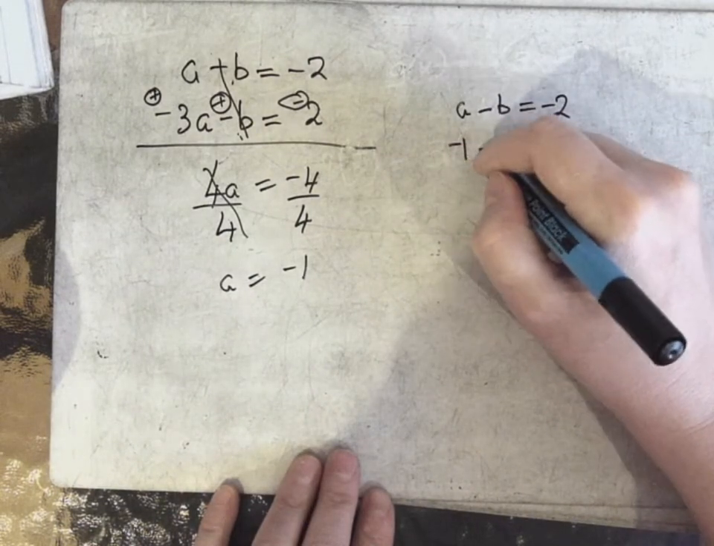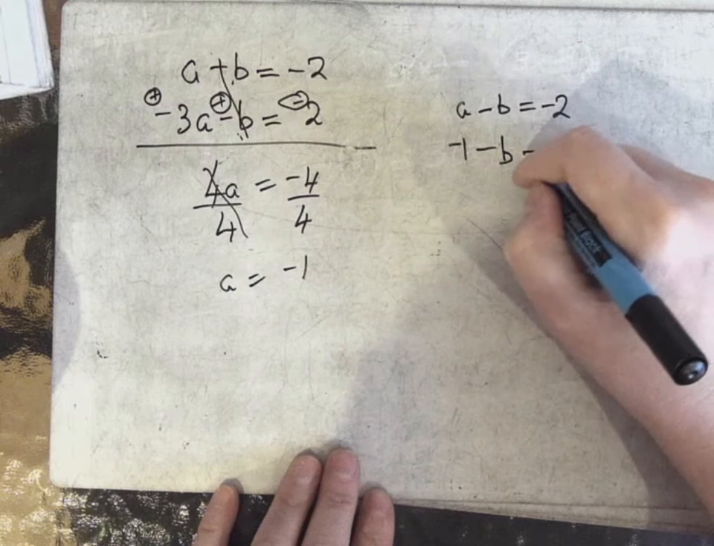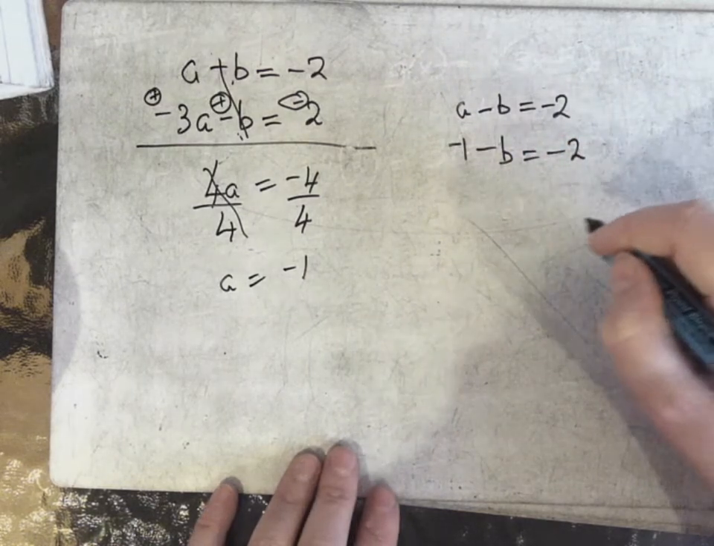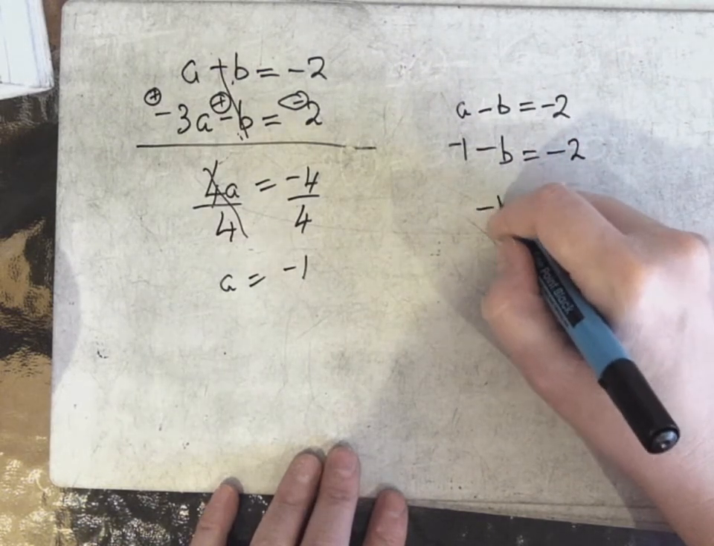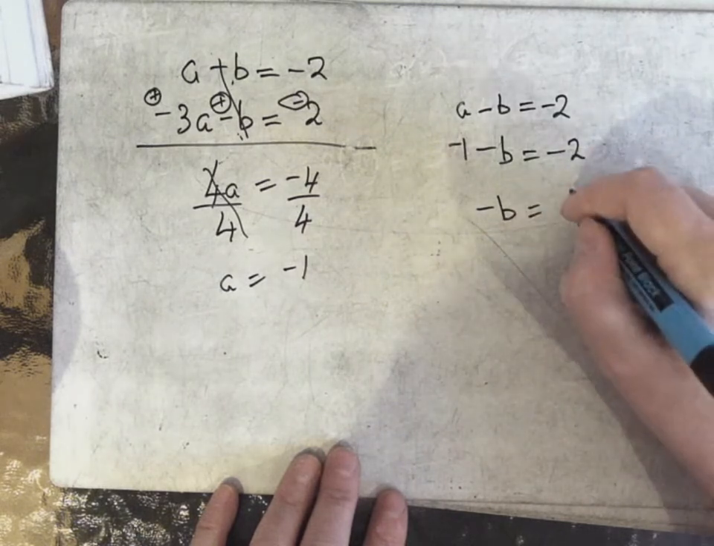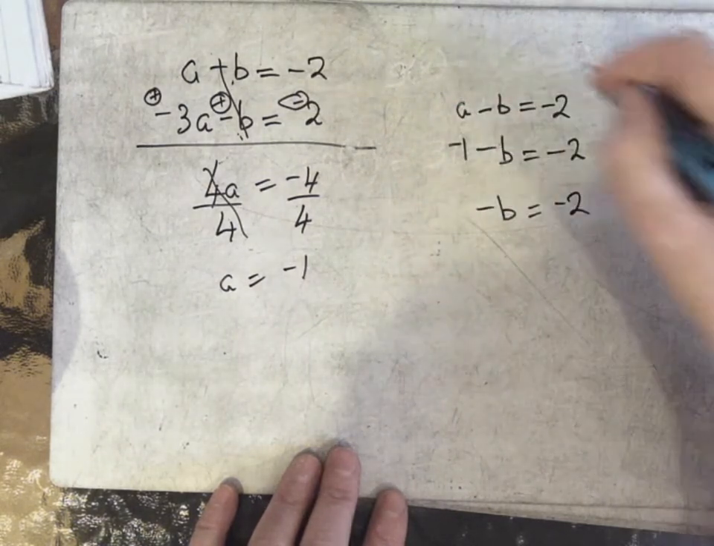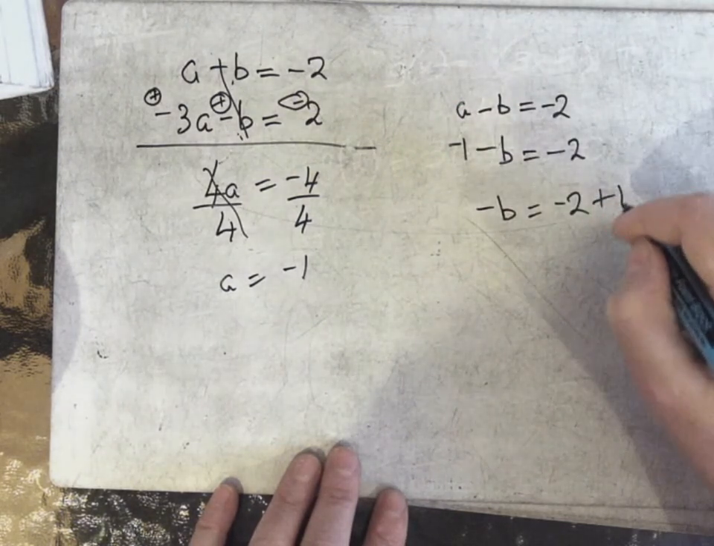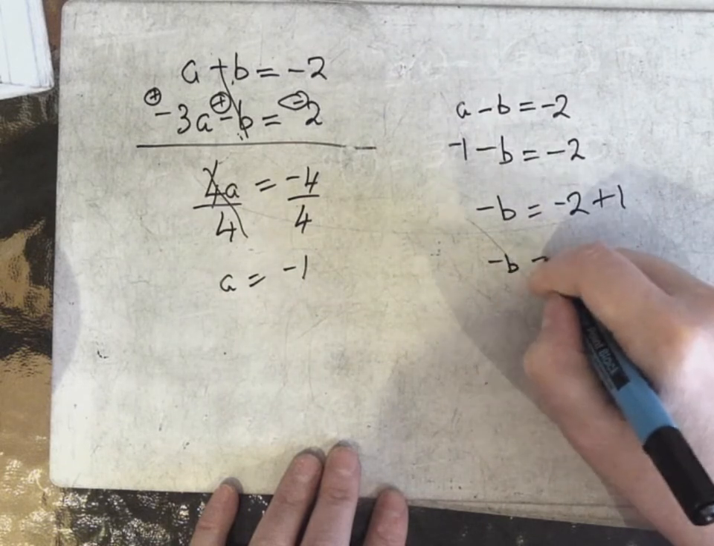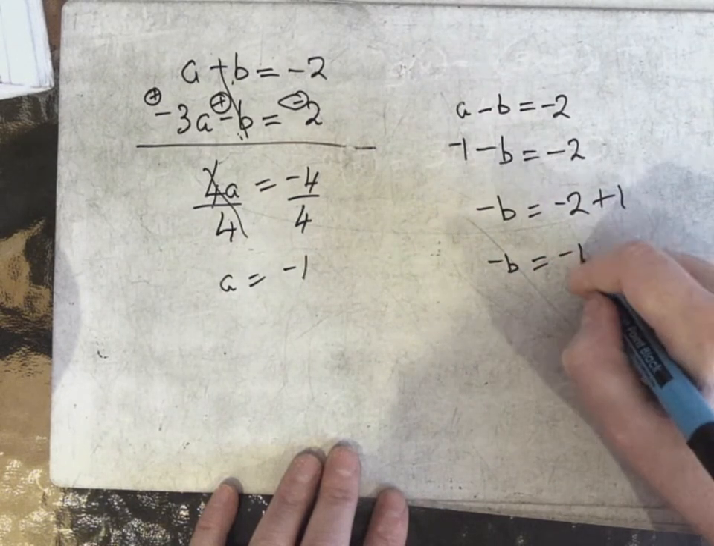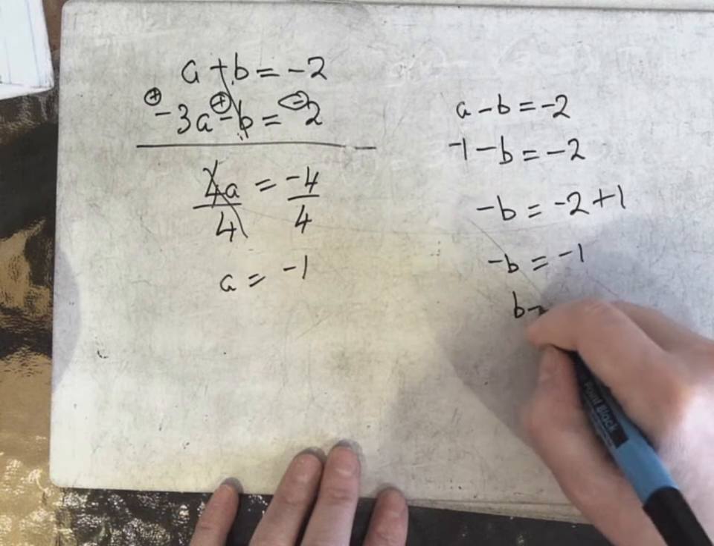So instead of a, put in a minus 1. Right, okay. And leave your b, bring your numbers over. So minus b stays put, minus 2 stays put, minus 1 comes over the 1, becomes a plus 1. So minus b is equal to minus 2 plus 1 is minus 1. So that means b is equal to 1.